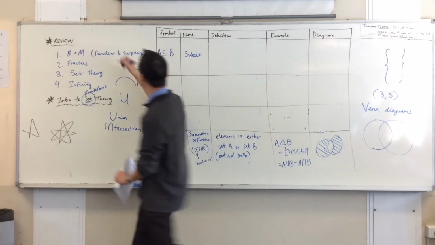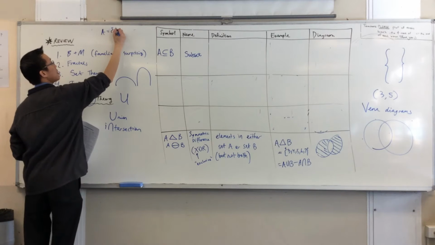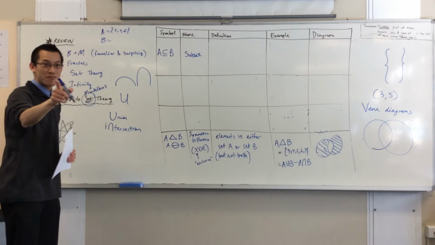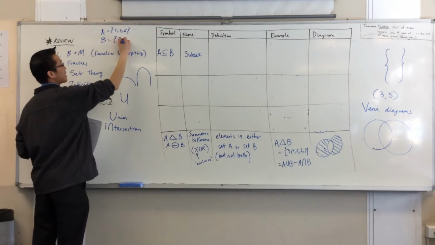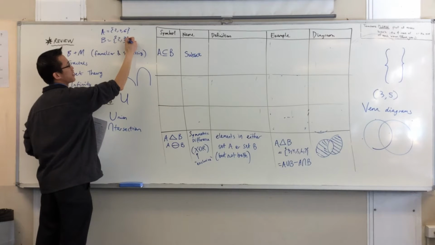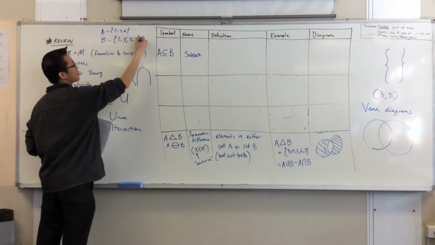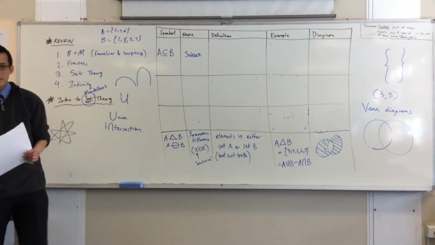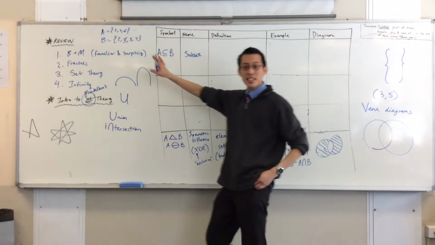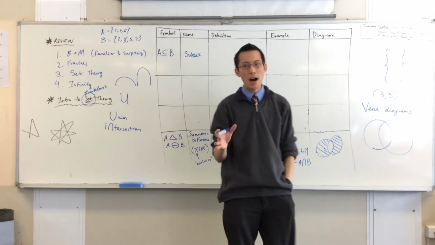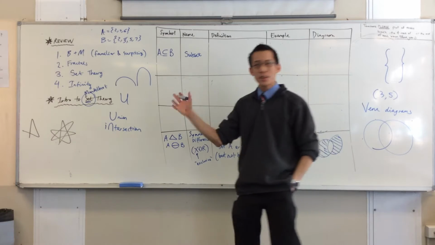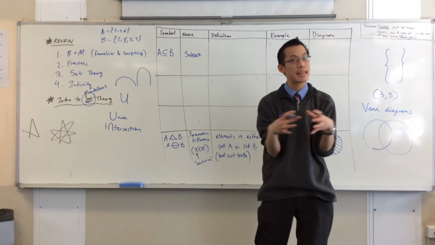So hold on, I had these two sets before. What did I write? I can't remember now. 2, 3, 5, 7. It's the primes, isn't it? Yeah, that's it. So, you can see here, these two sets overlap, but neither of these sets completely sit within the other one.